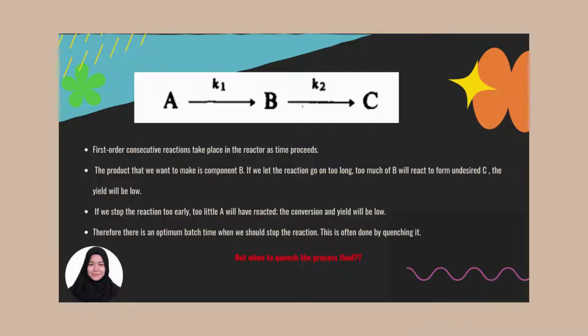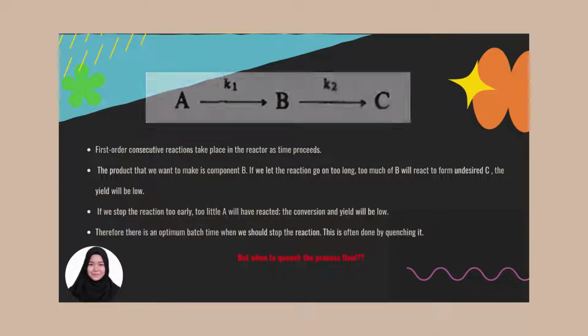If we let the reaction go on too long, too much of B will react to form undesired C. That is, the yield will be too low. But if we stop the reaction too early, too little A will have reacted and the conversion and yield will be too low. Therefore, there is an optimum batch time when we should stop the reaction. This is often done by quenching it. But when to quench the process fluid?